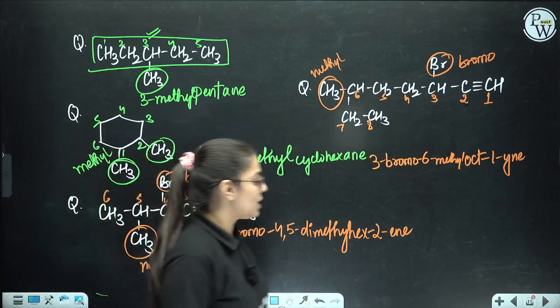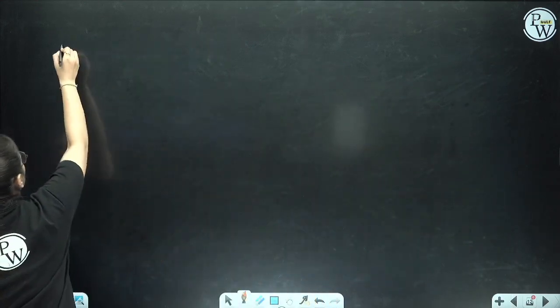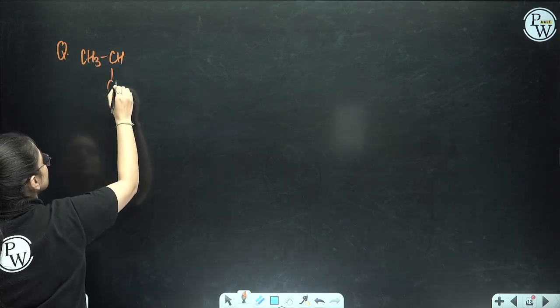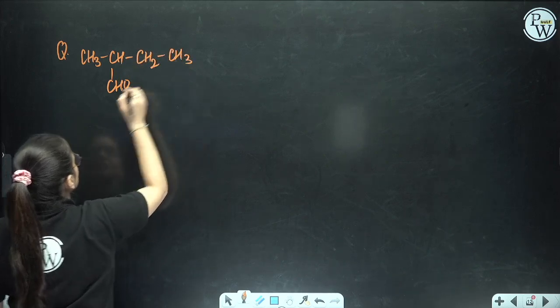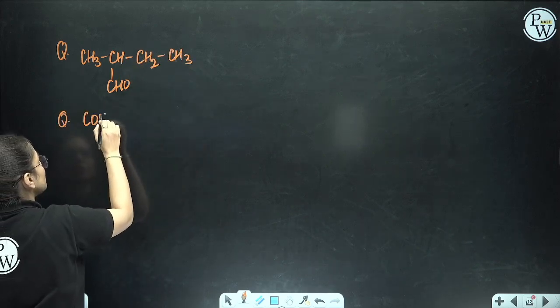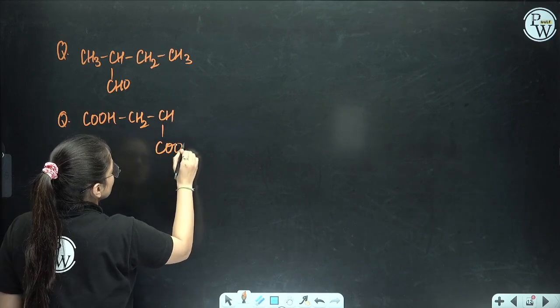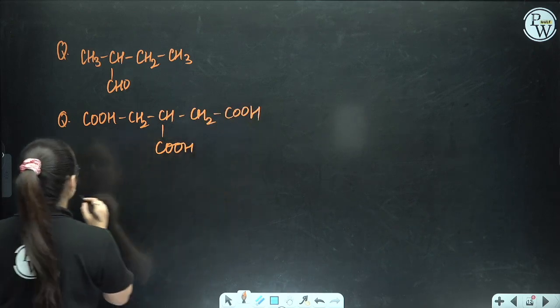Yes. Okay. Now let's do some more questions based upon the functional groups part, so that it is more clear to each one of you. So this is basically CH3, CH, CH2, CH2, CH3. Question 2 is COH, CH2, CH, COH, CH2, COH.